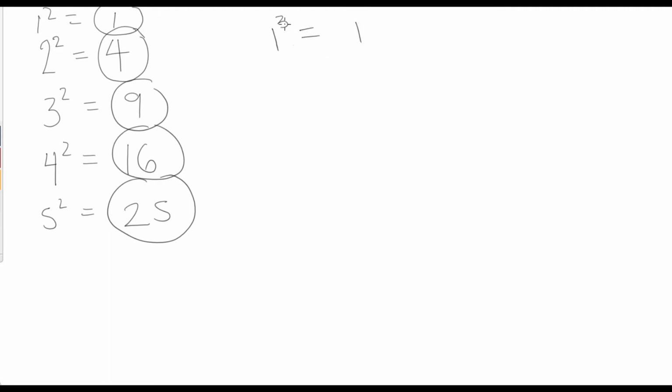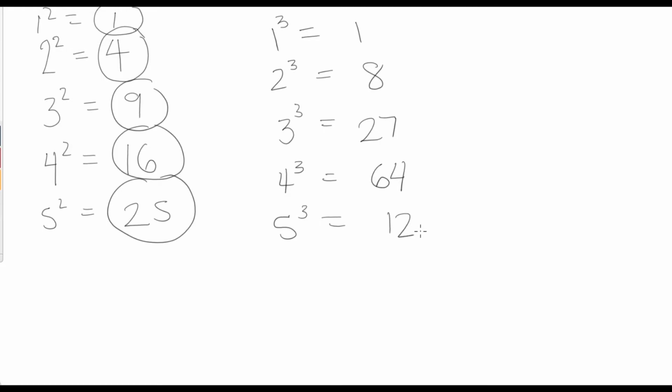1 is also a perfect cube. Let's say we take 2 cubed. 2 cubed is going to be 8 because 2 times 2 times 2 is 8. 3 cubed is going to be equal to 27. 4 cubed is going to be equal to 64. And 5 cubed is equal to 125. These are all perfect cubes.